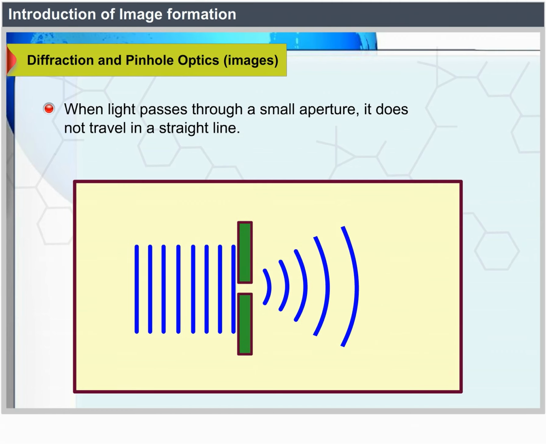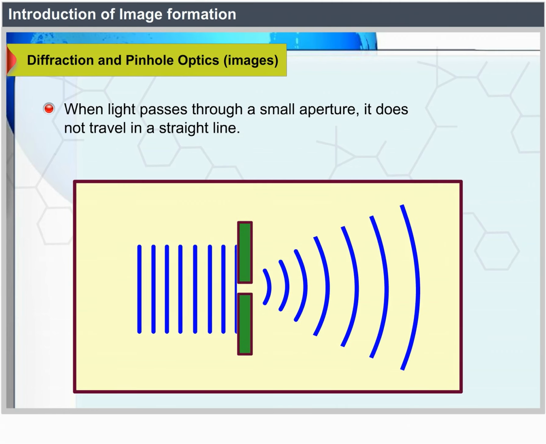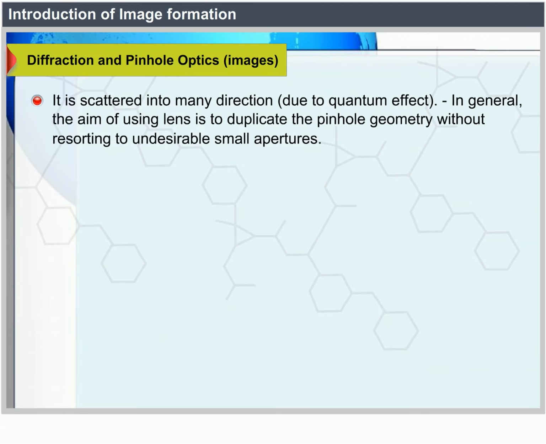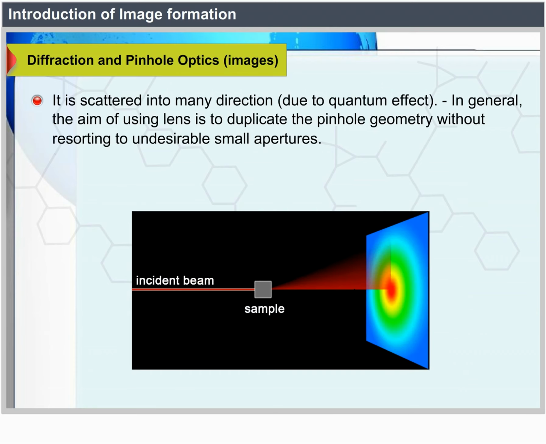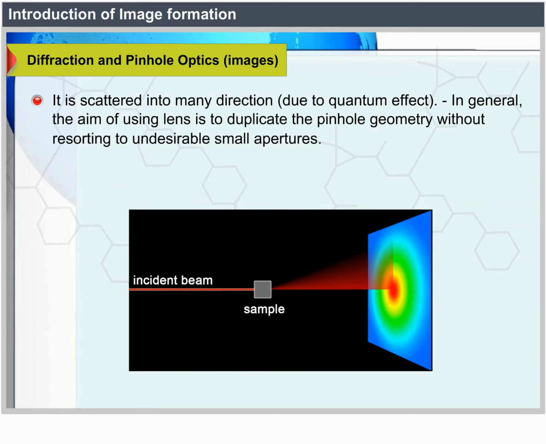When light passes through a small aperture, it does not travel in a straight line. It is scattered in many directions. This is a quantum effect. In general, the aim of using a lens is to duplicate the pinhole geometry without resorting to undesirable small apertures.